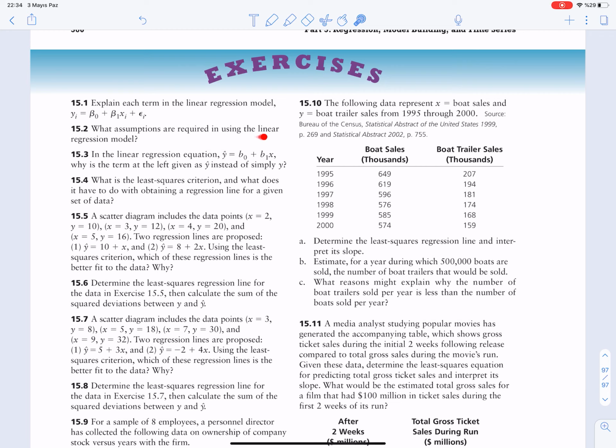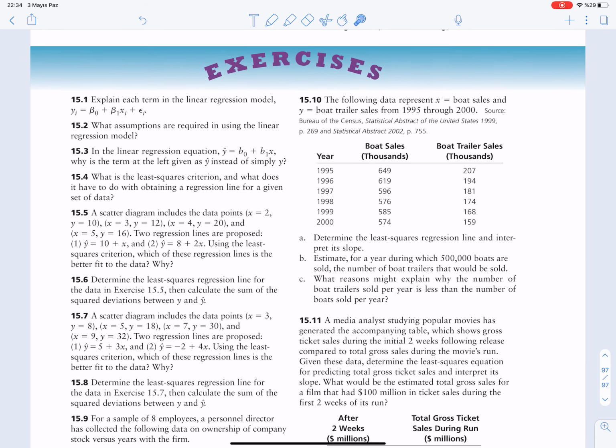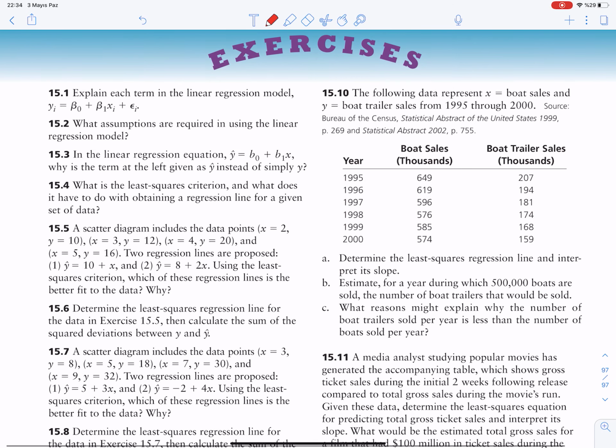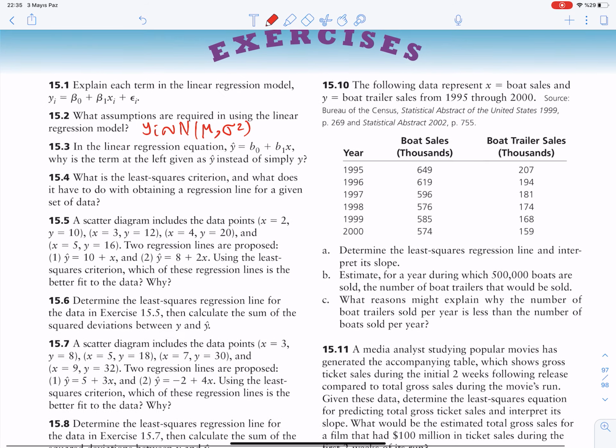The second question is, what assumptions are required in using the linear regression model? Remember that we had 3 assumptions at the beginning of the lecture. The first, very significant assumption is that yi should have a normal distribution, having a certain mean and a certain variance, but it is normal. So N stands for normal. This is the most significant assumption.